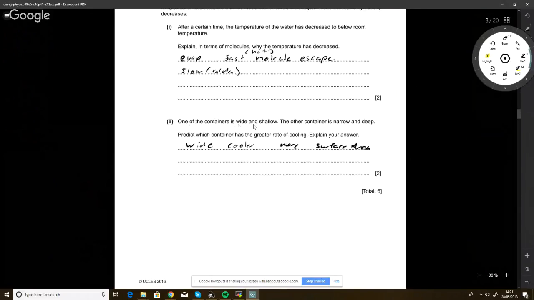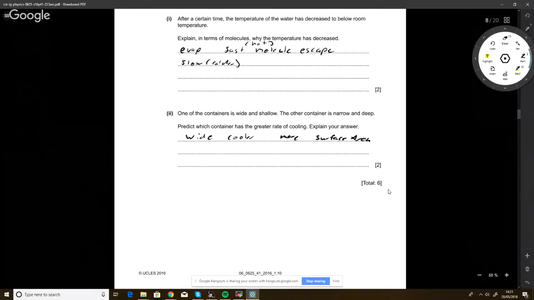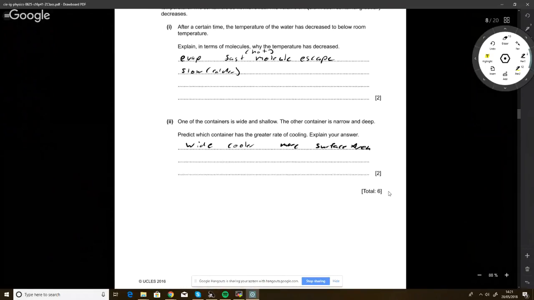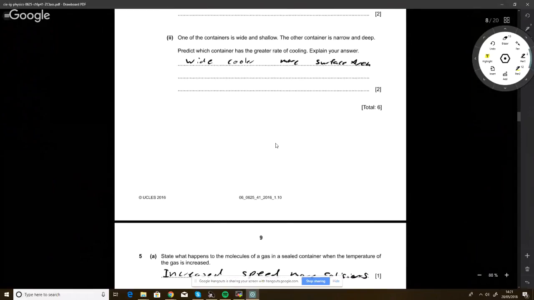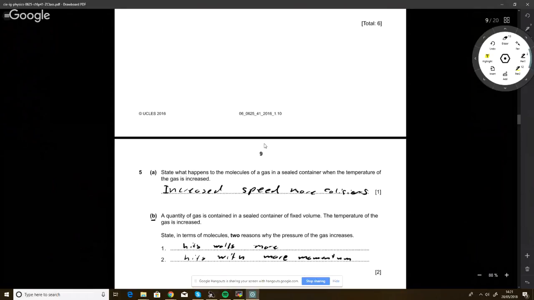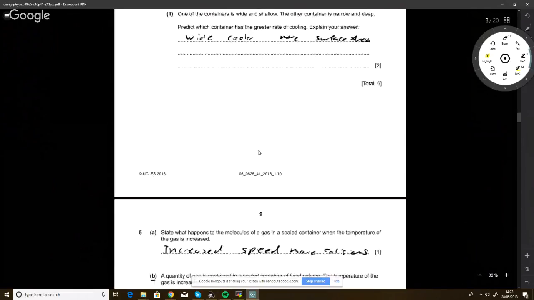One of the containers is wide and shallow, the other container is narrow and deep. Predict which container has the greater cooling. Explain your answer. So the wider, shallower container is going to have greater cooling. And this is essentially because the surface area is higher, and that means that more fast-moving molecules can escape over the bigger surface area, and it'll cool quicker and also increase the evaporation. So you have something called evaporative cooling.